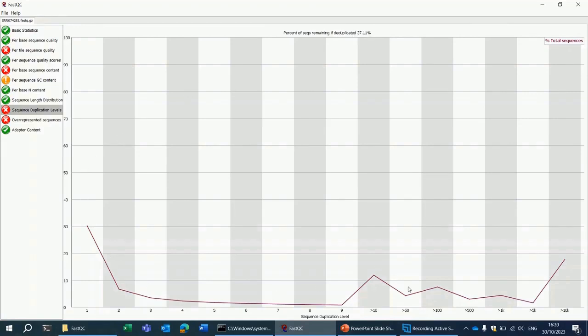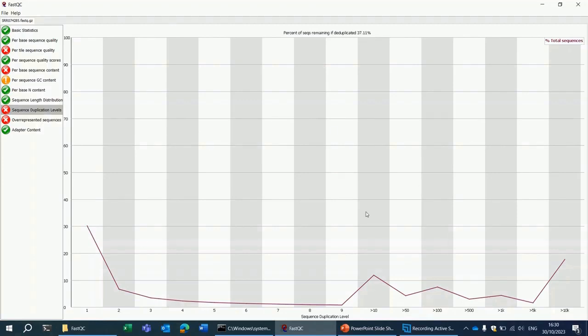The line that you see here shows the distribution of the duplicates. So how to interpret it? Along the x-axis, you have the duplication levels. So these reads occur only once in the FASTQ file. These reads occur more than 10,000 times in the FASTQ file. On the y-axis, you have the percentages. So in this FASTQ file, 30% of the reads occur only once. Around 7% of the reads occur twice, and so on.